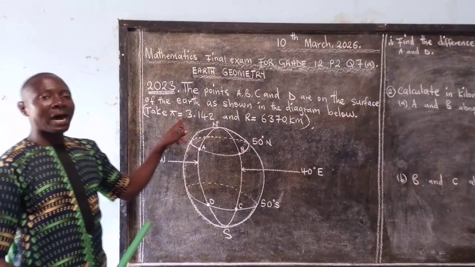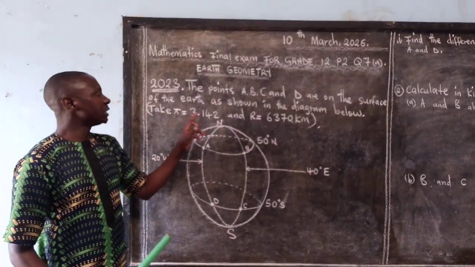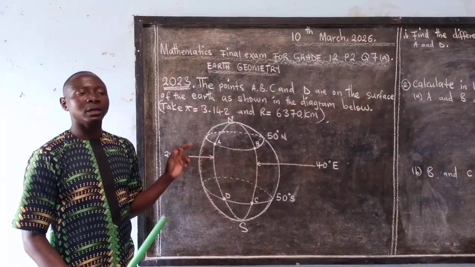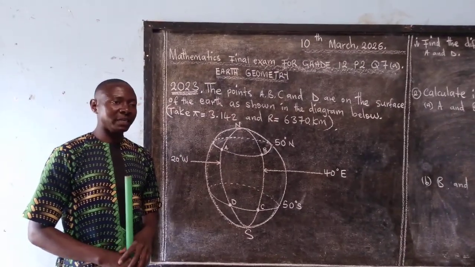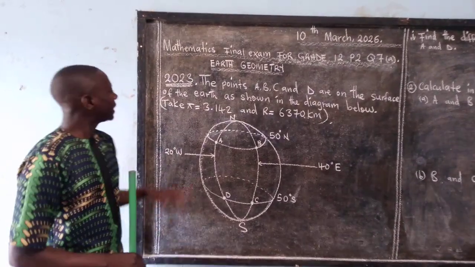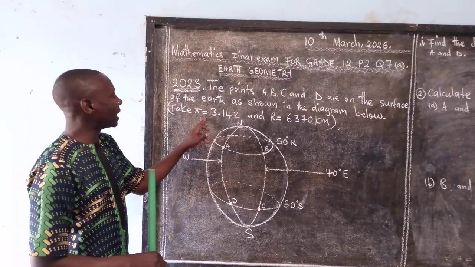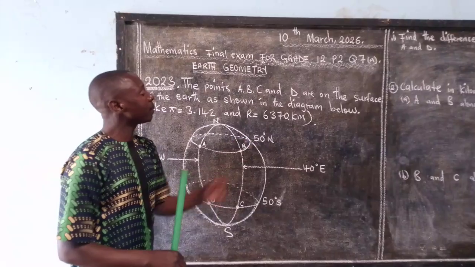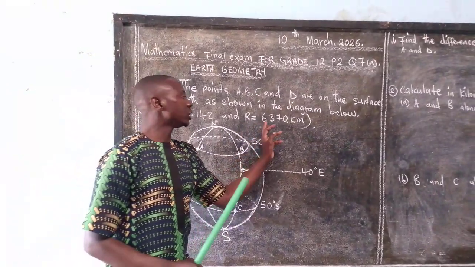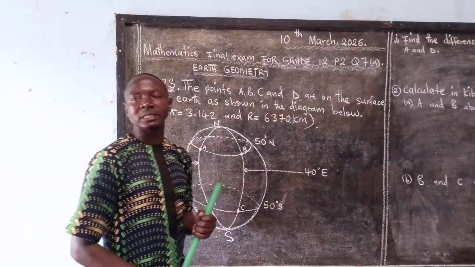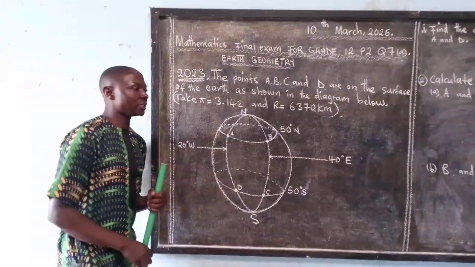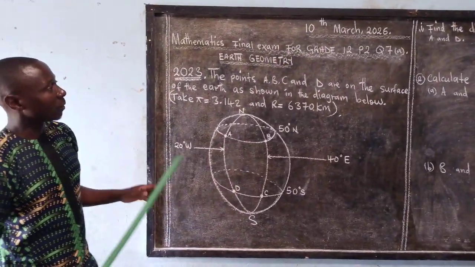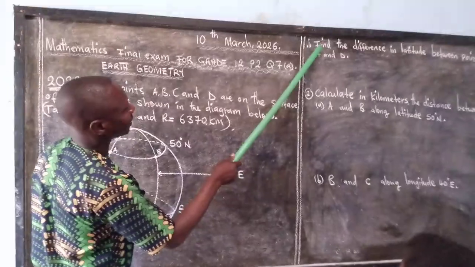Take pi as 3.142. You who is making noise, please, we are learning here. Take pi as 3.142 and r as 6370 kilometers. They are very much important. Now, let's read the question.